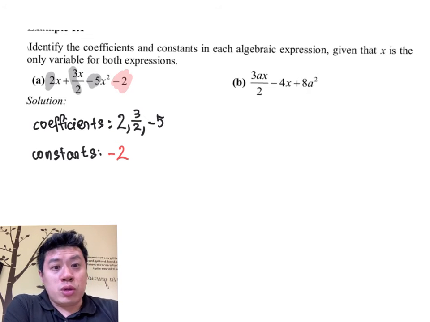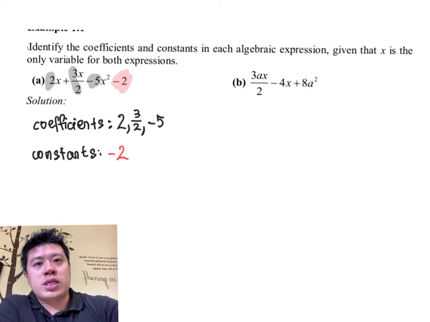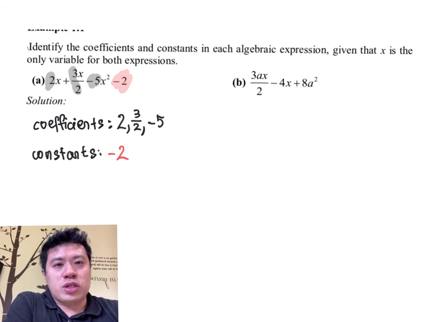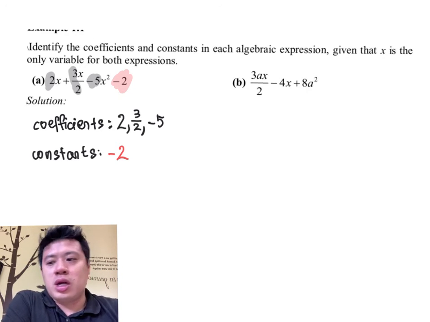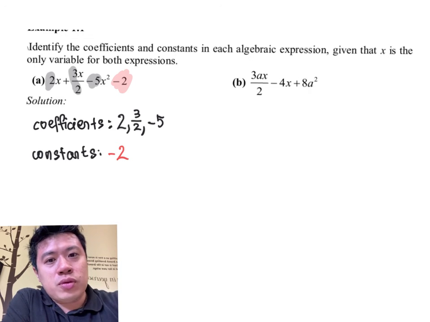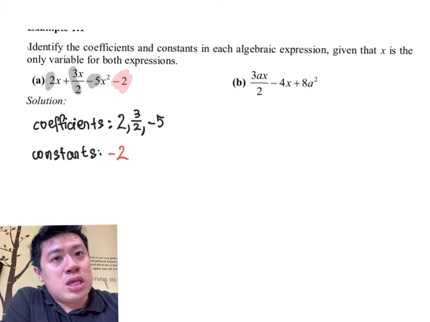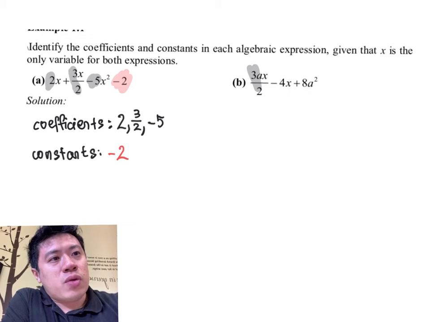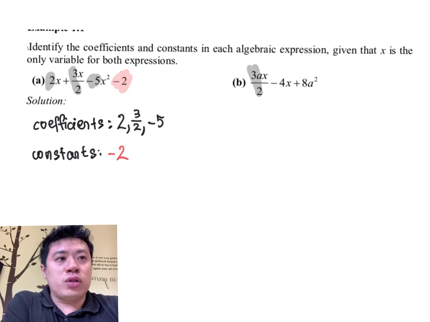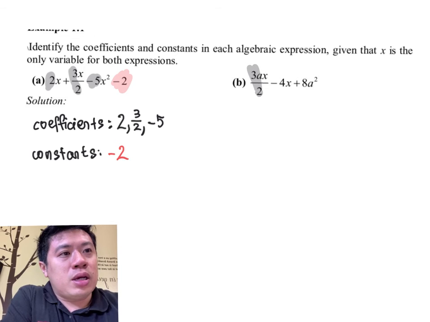Okay, so let's look at B. What do we see as the coefficients? If you look at the coefficients here, again, only x is the variable. For the first term, if I do not consider x, I consider the term that comes with it, and a is a constant. The first coefficient is 3a over 2. The second term here, the coefficient is negative 4.